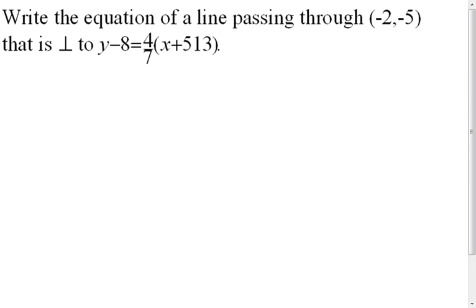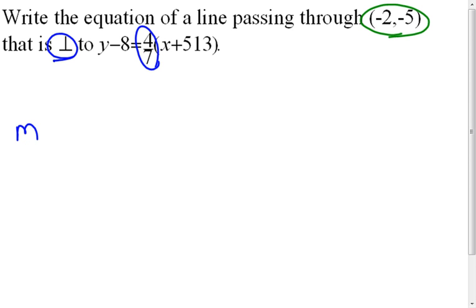And then I want to look at this one. This one, it gives us a point that we want our line to go through. Notice now this time, I want it perpendicular to this line. Now, why did I circle the 4/7? Because I look at that equation, y minus 8 equal to 4/7, and then x plus 5, 13. It's in point-slope form. So I can look into that equation and find the slope. I know the slope of this line is 4/7.